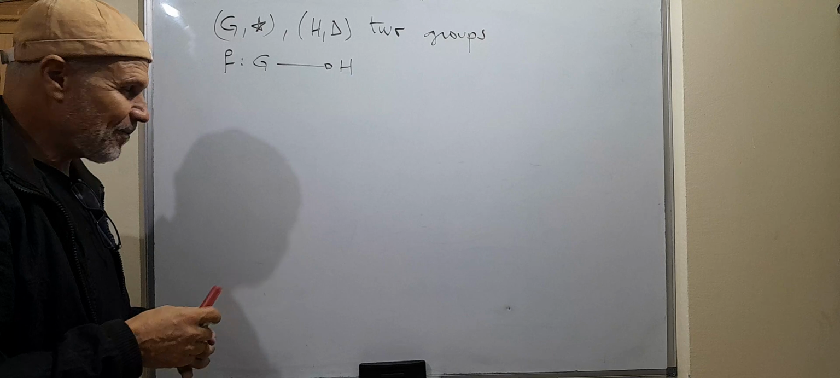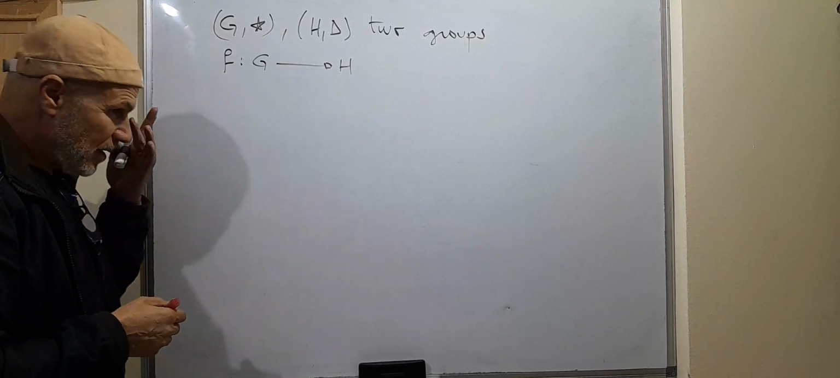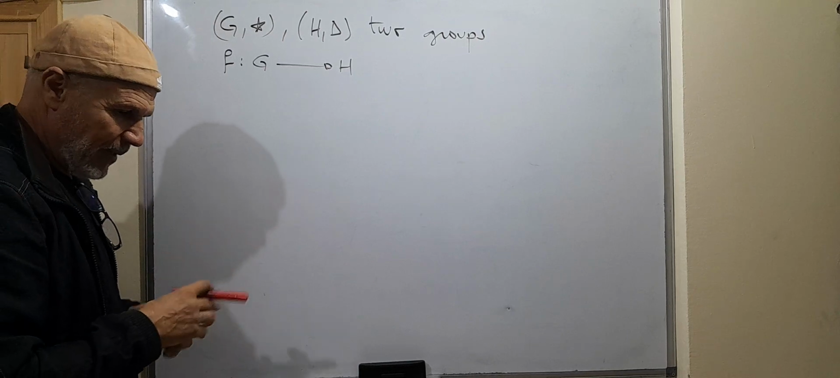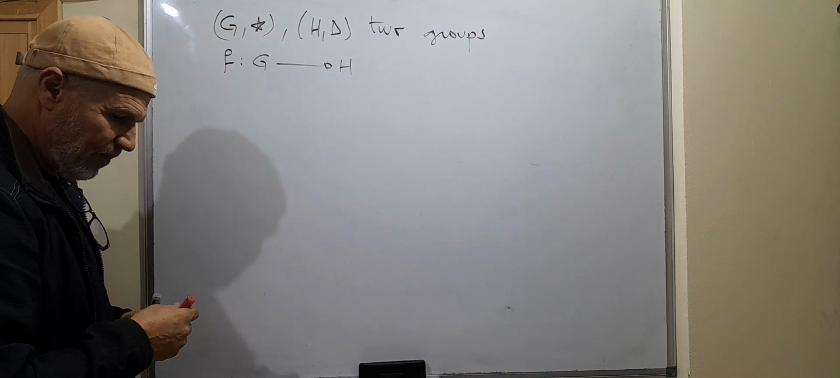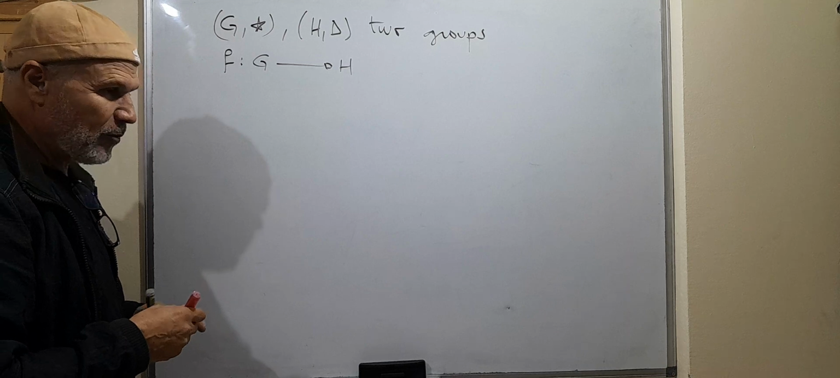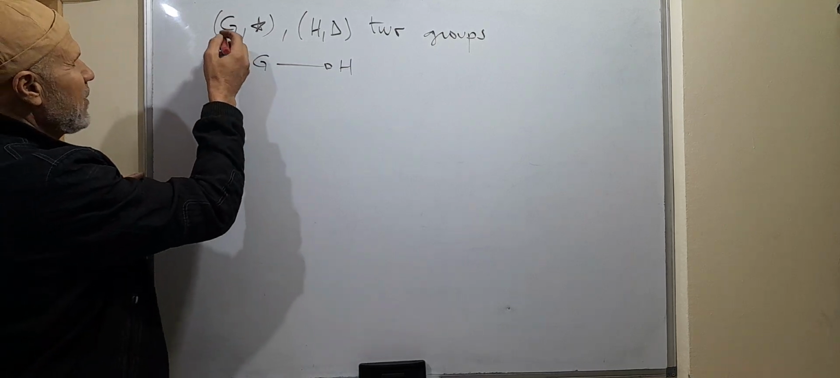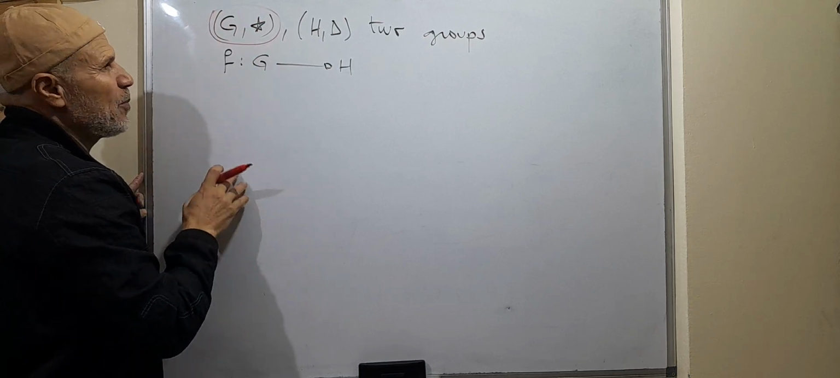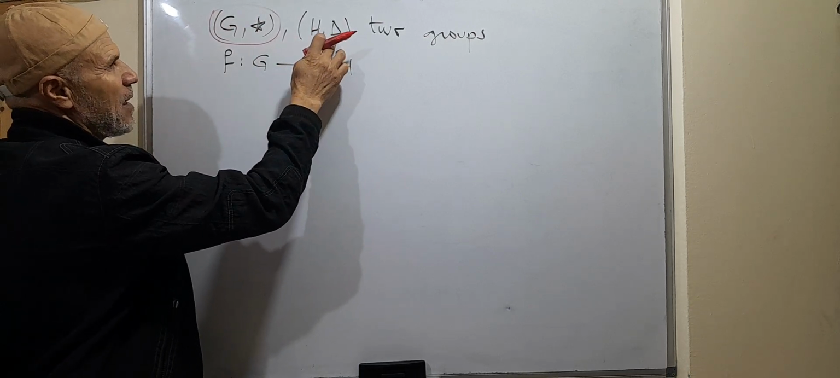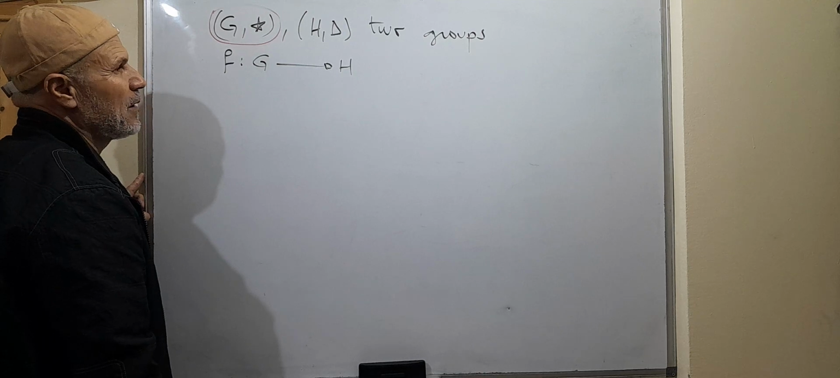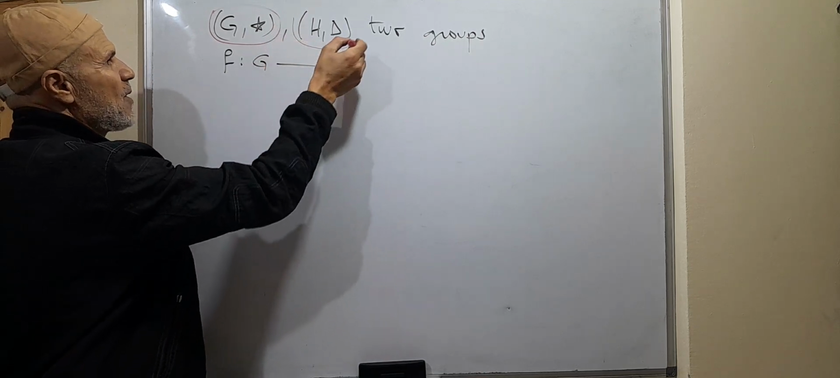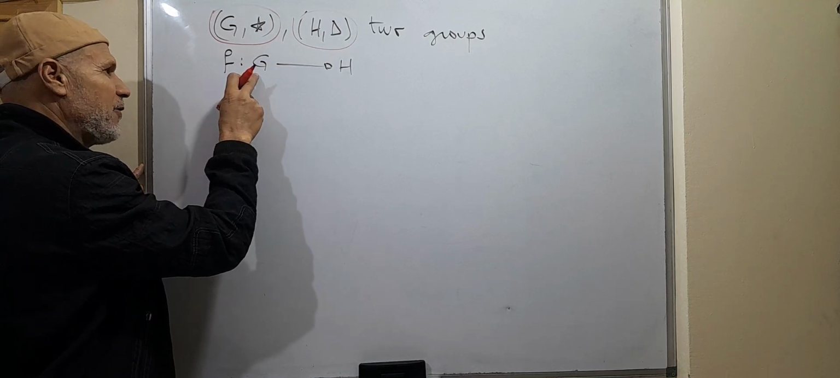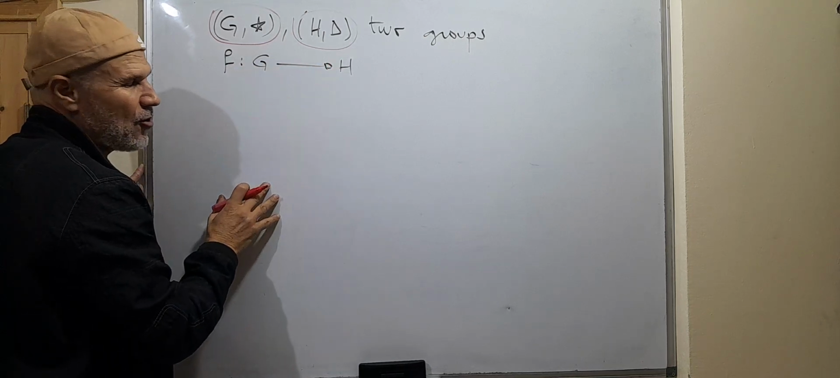Hello everybody. This is a question about basic information and properties of group homomorphism. So let (G, *) be a group and (H, Δ) be another group. So we have here two groups. We consider an application f from G into H.